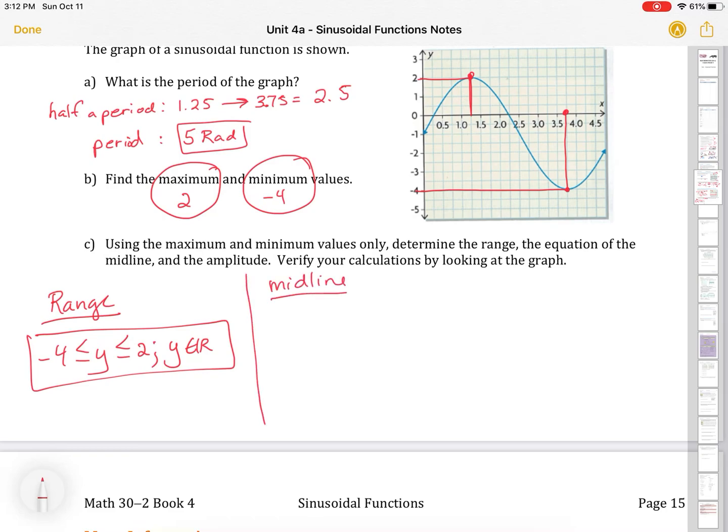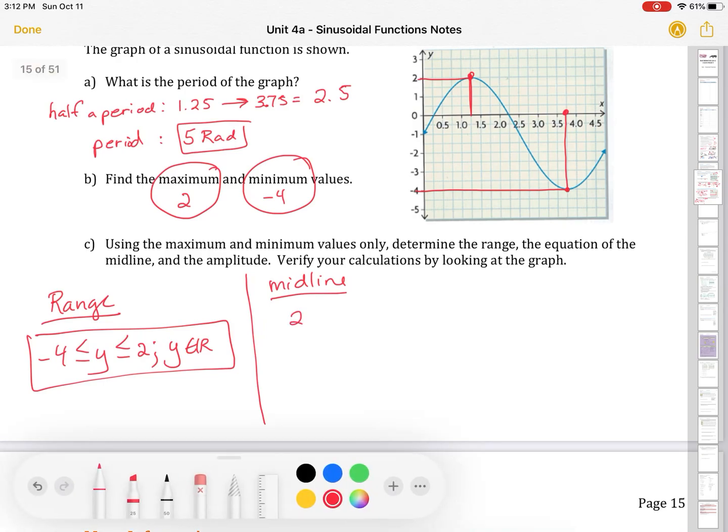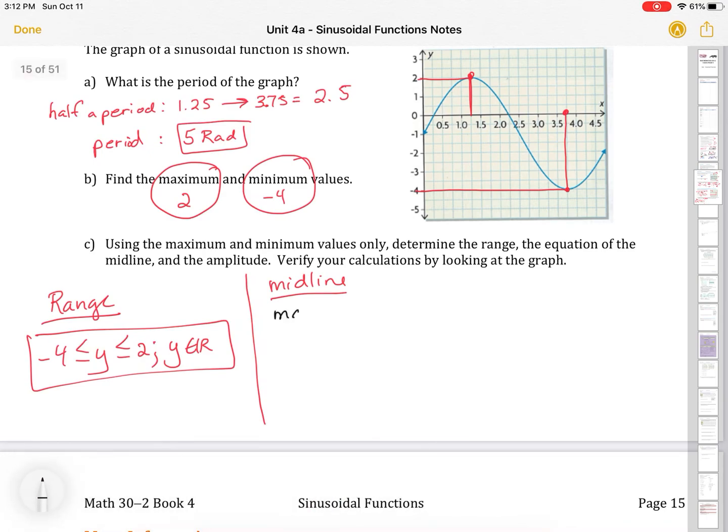My midline, thinking about our formula, I want to write out the formula because I like to do that at this point. So our midline is max plus min divided by 2. So that is equal to 2 plus -4 divided by 2, which is -1. So y equals -1. And if we look at that, -1 is right here. So that would be our midline.